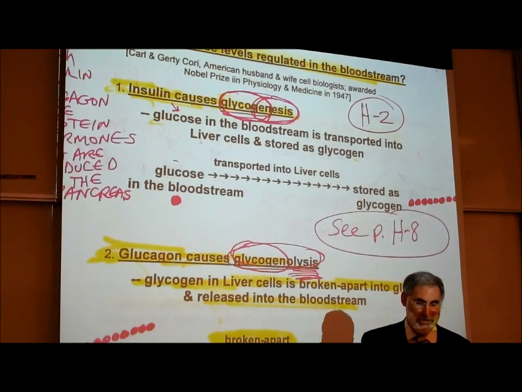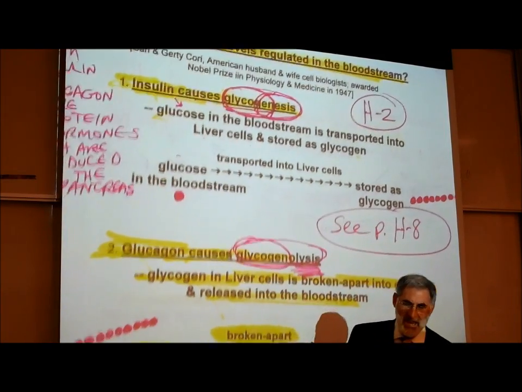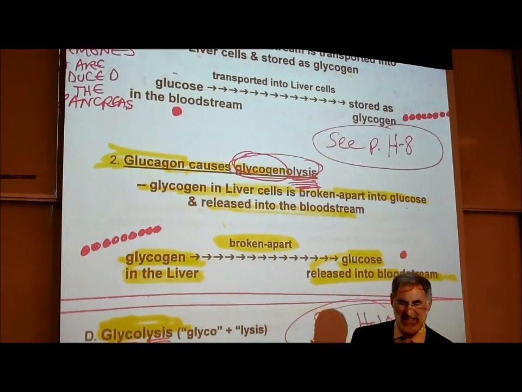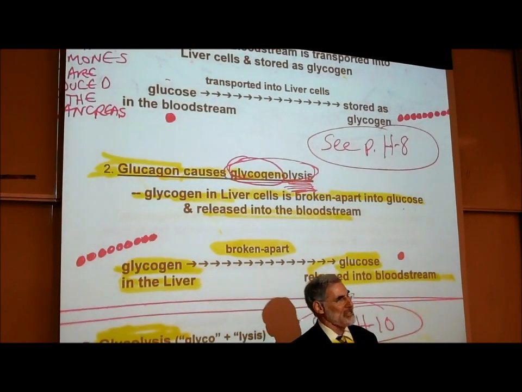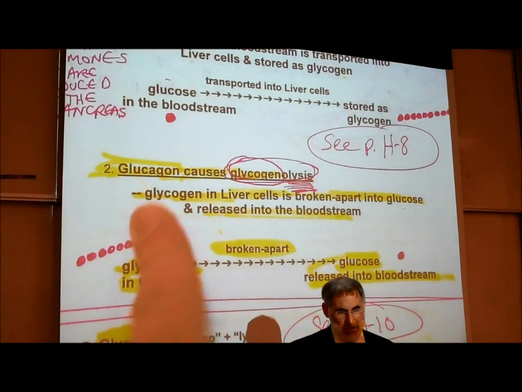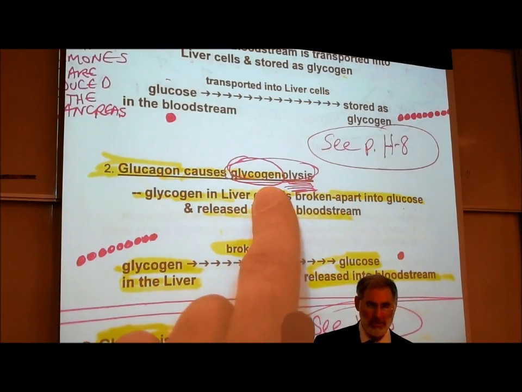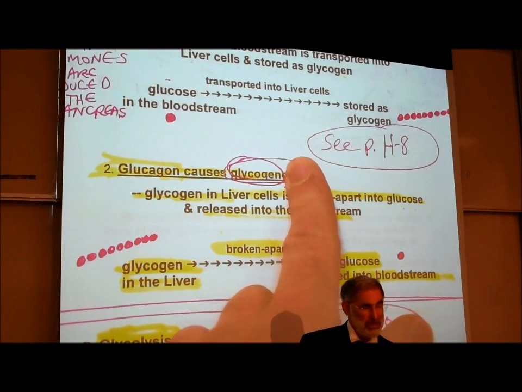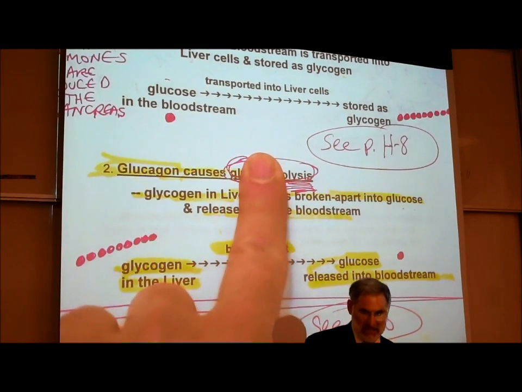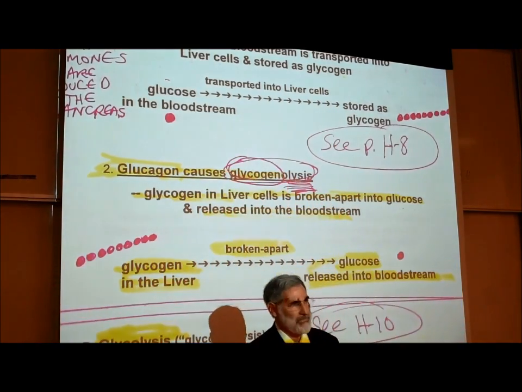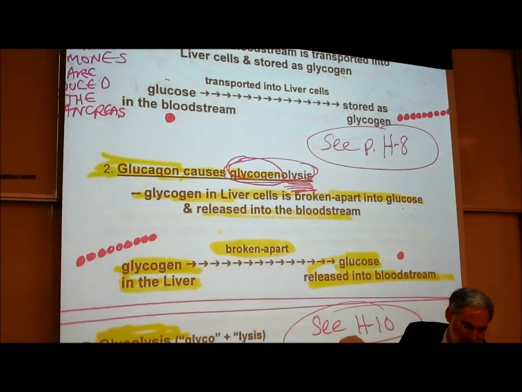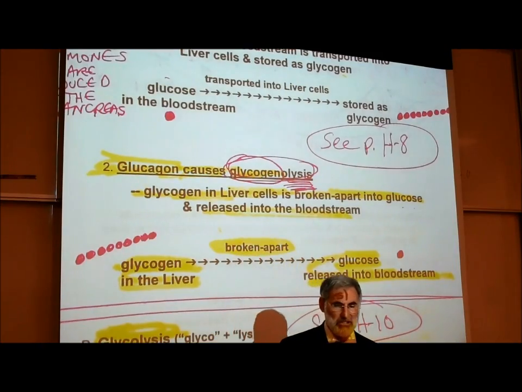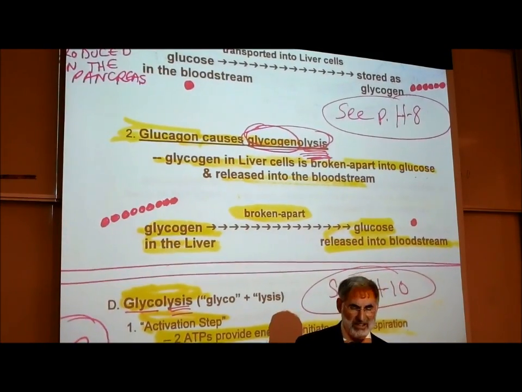This is exactly what we told you back in page D5. Now, glucagon does the exact opposite. You could think of these two hormones as the yin and yang of each other. They're exactly the reverse. Glucagon causes glycogenolysis. Very good word as well. We see the word glycogen, and we see the ending lysis. Lysis always means to break apart. So glucagon is a hormone secreted also by your pancreas that causes the glycogen in your liver cells to be broken apart into glucose and released into the bloodstream.